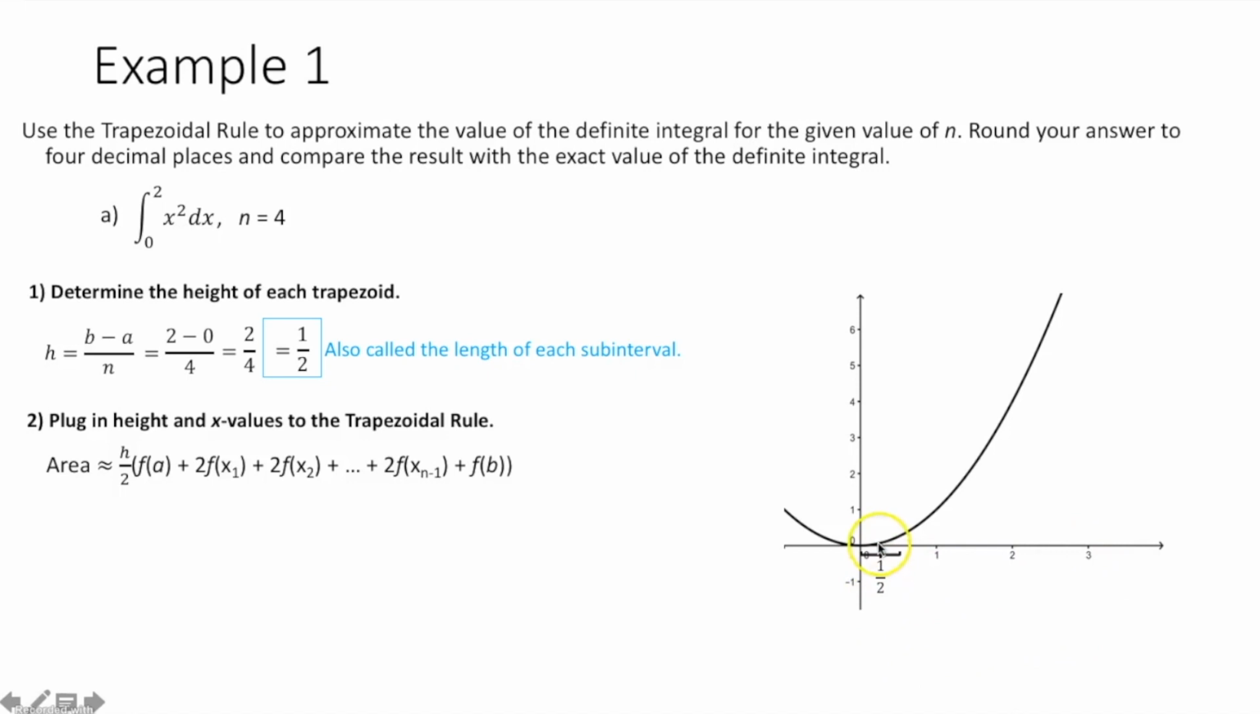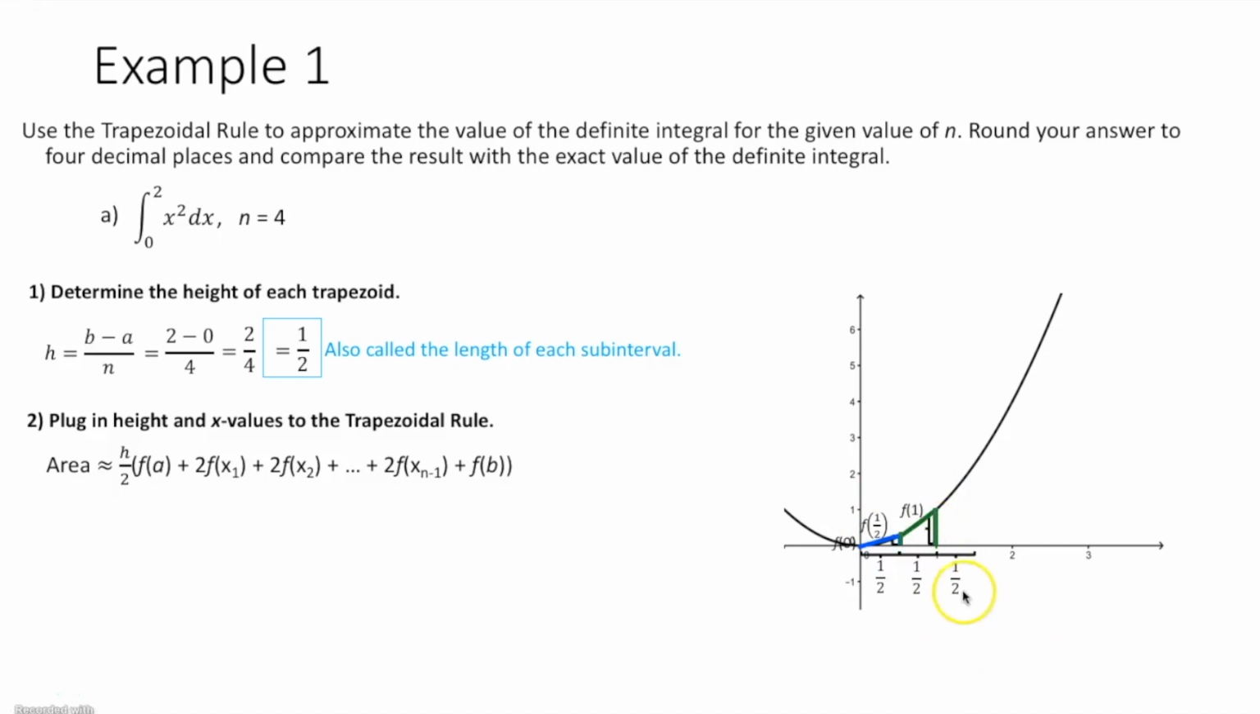So our first trapezoid has a height of 1/2. This base over here we find by doing f of 0. This base right here we find by calculating f of 1/2, and we have our first trapezoid. Second trapezoid, we have a height of 1/2. This base we calculate by doing f of 1/2. This base we calculate by doing f of 1. Now we have our second trapezoid.